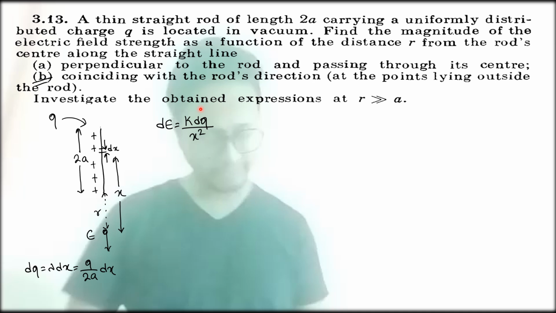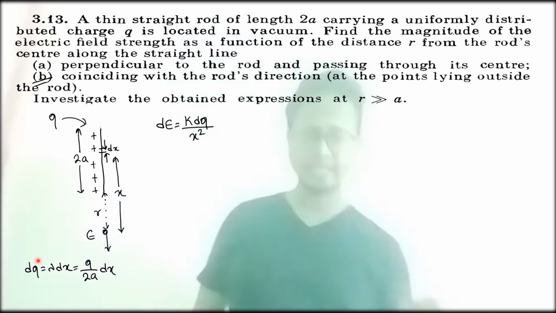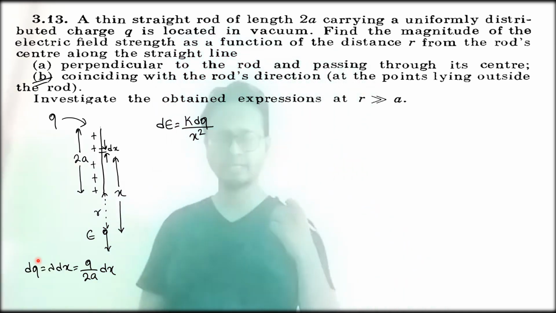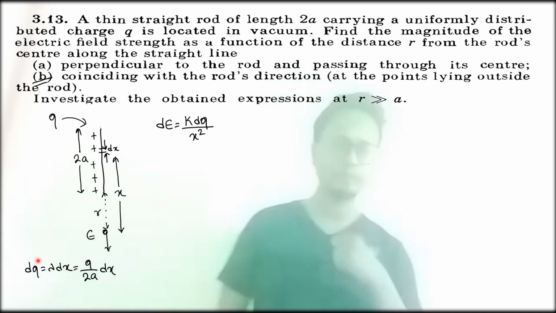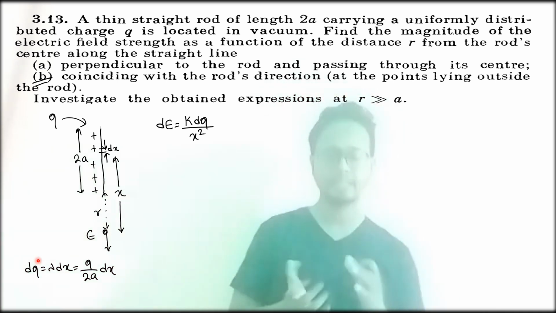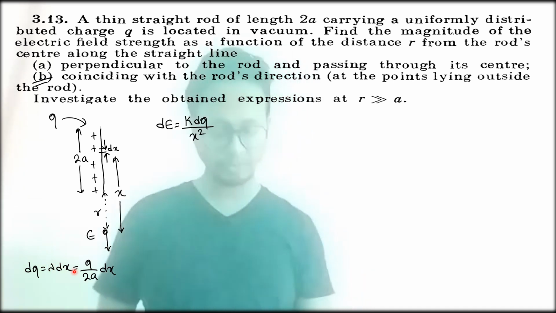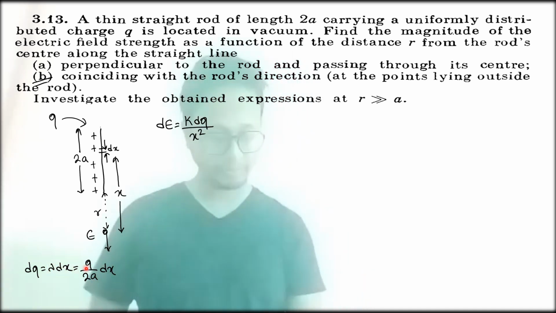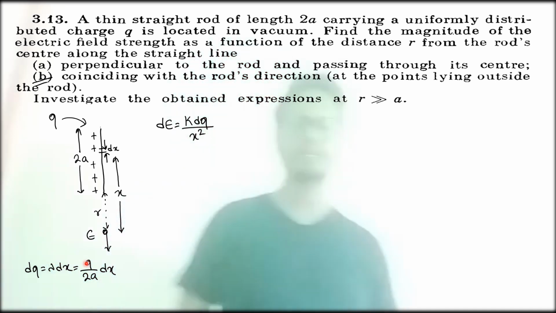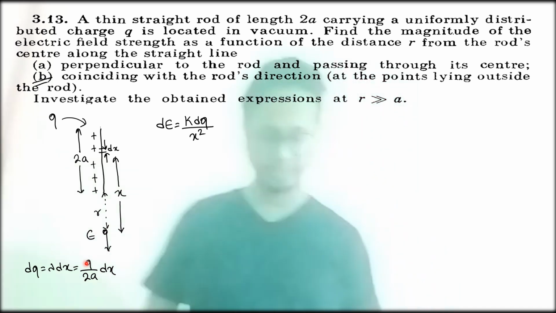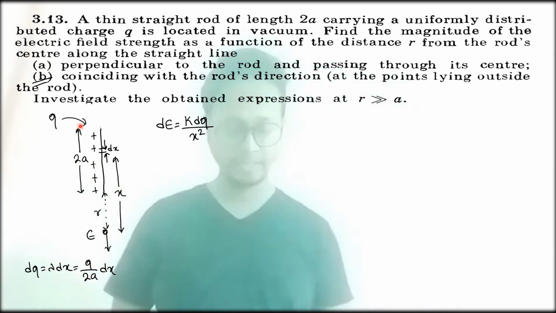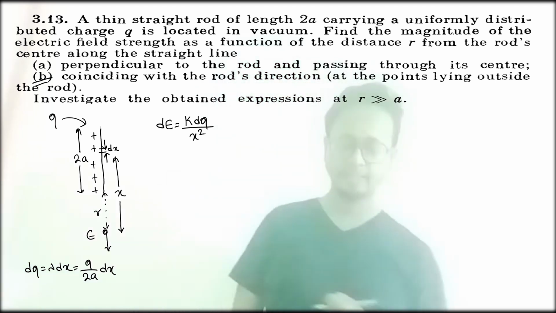I'll just derive this entire question using lambda. At the end, just substitute lambda by q by 2a. It will have the same effect. It doesn't make a difference. I'll be using dq is equal to lambda into dx. You just substitute q by 2a in the answer. This is nothing but the linear charge density only. Total charge divided by total length is nothing but the linear charge density, isn't it?